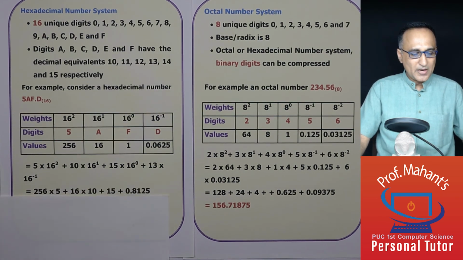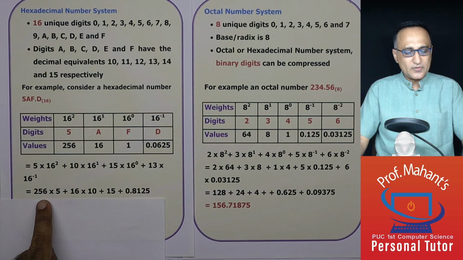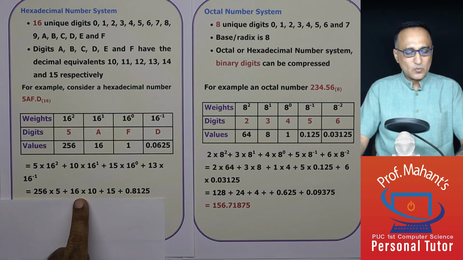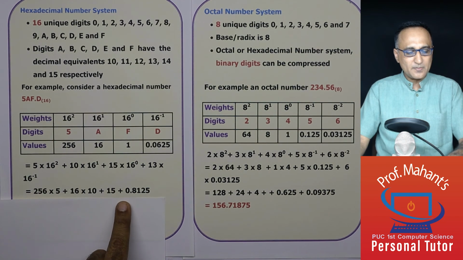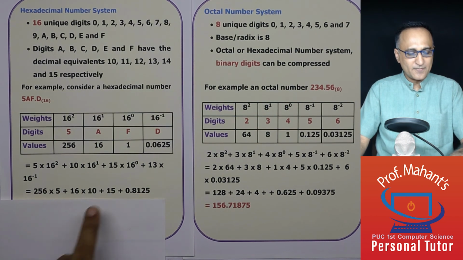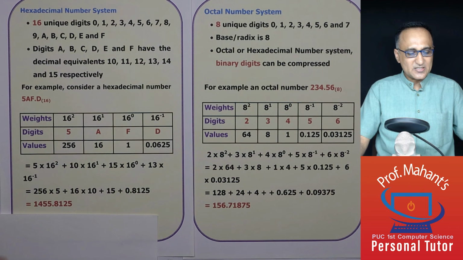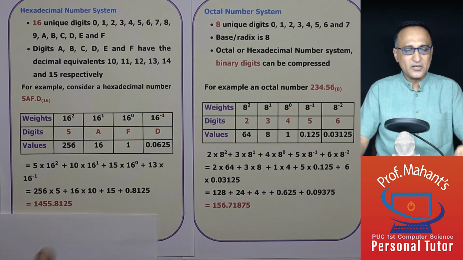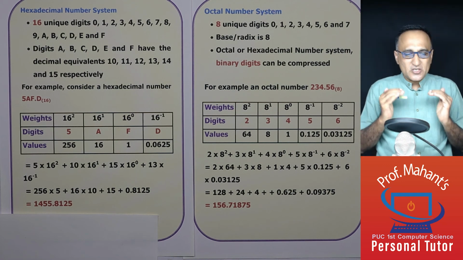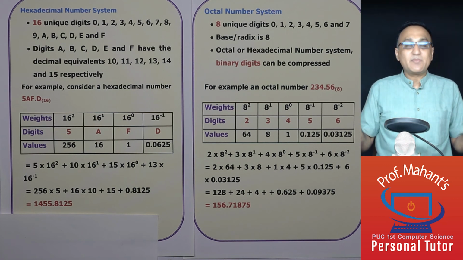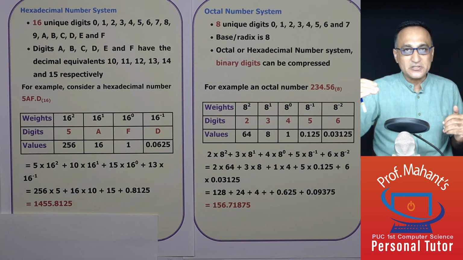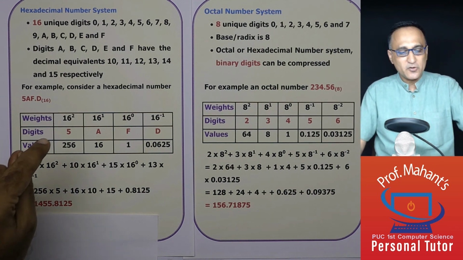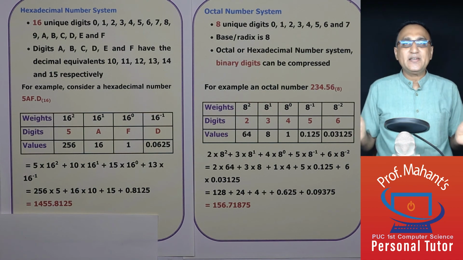So let's see what are the values. Here you have 256 into 5, 1280. 16 into 10, 160. Plus 15 into 1 plus 0.8125. Once you add all of this, this is going to be the result: 1455.8125. So this should give you an idea about what is the hexadecimal number system and how you convert from the hexadecimal number system to a decimal number system by using the weights and multiplying them by the digits.